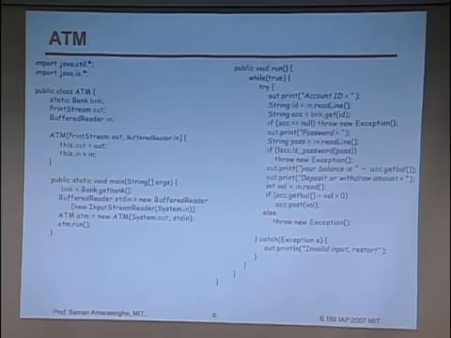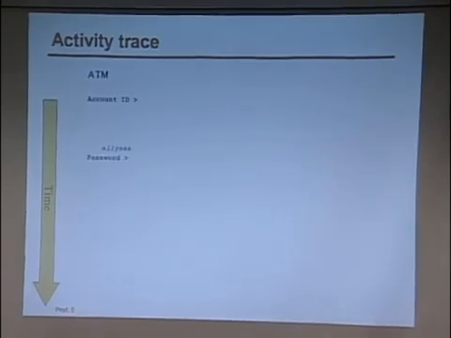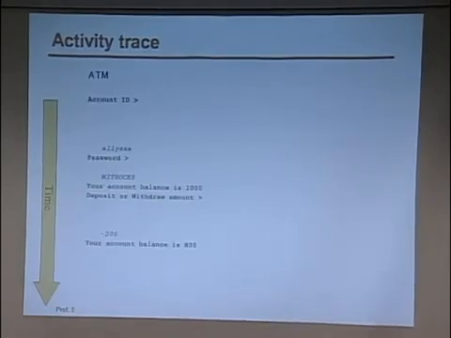Everybody got the simple ATM? So assume an activity trace. Somebody comes and gives the account ID, Alisa gives the password, and says they have $1,000. Say how much you withdraw, 200 withdraw, and you get the balance in here. Looks nice, it works.